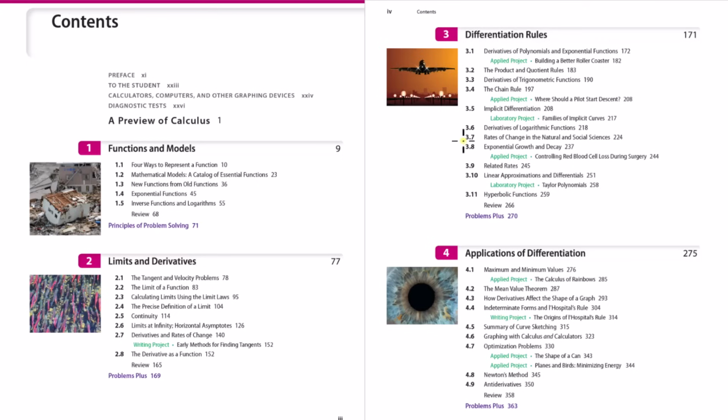Now, there were also some sections like section 3.7, rates of change in the natural and social sciences, 3.8, exponential growth and decay, 3.9, related rates, 3.10. Some of these were more applications of differentiation, so you could have potentially put that in chapter 4. You know, related rates, that's an application of differentiation. But for the most part, we talked about these different rules and techniques for finding derivatives.